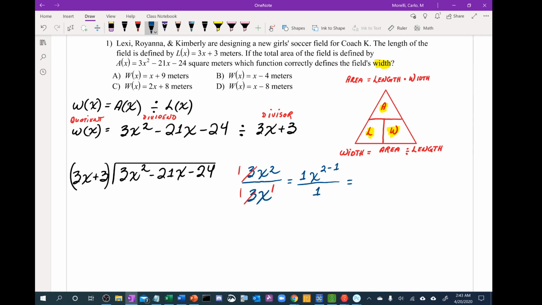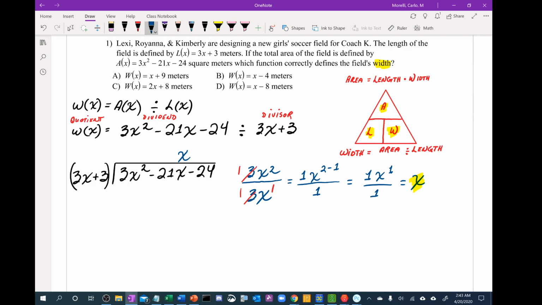Okay, and that's equal to 1x to the 1 over 1. We don't need all these ones. They're just extraneous, so we can write x. Now, this is the first term of our quotient. And so we can write that term up here, x.